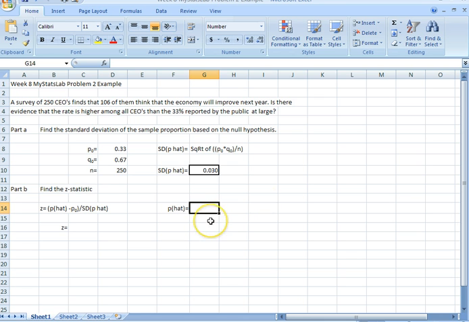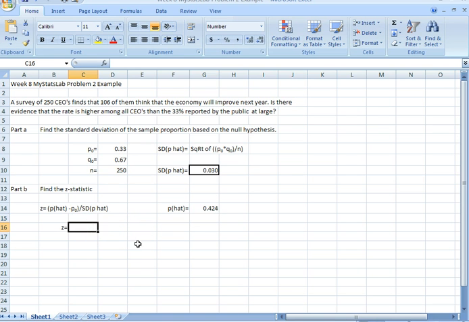So in our box here we can say equals 106 divided by N. Hit enter there, and there is our p-hat, 0.424.